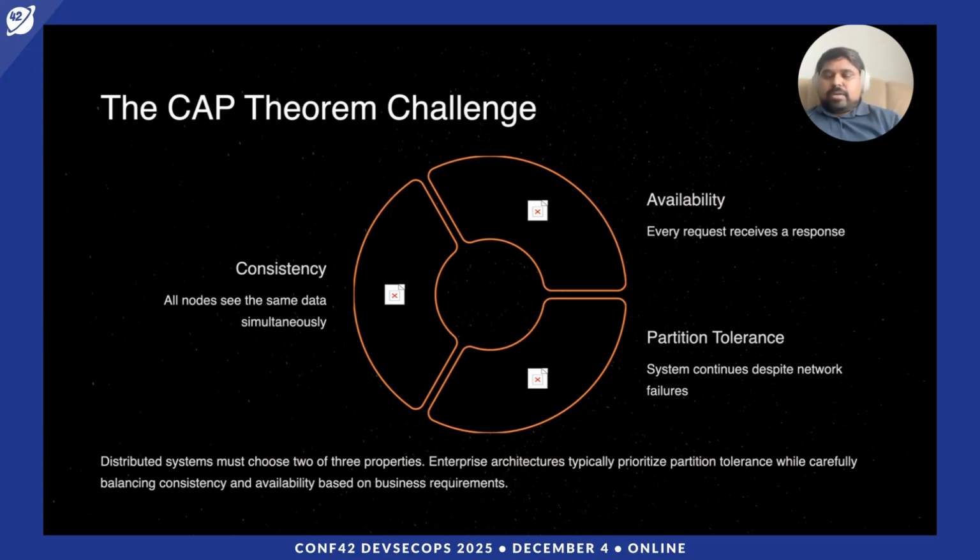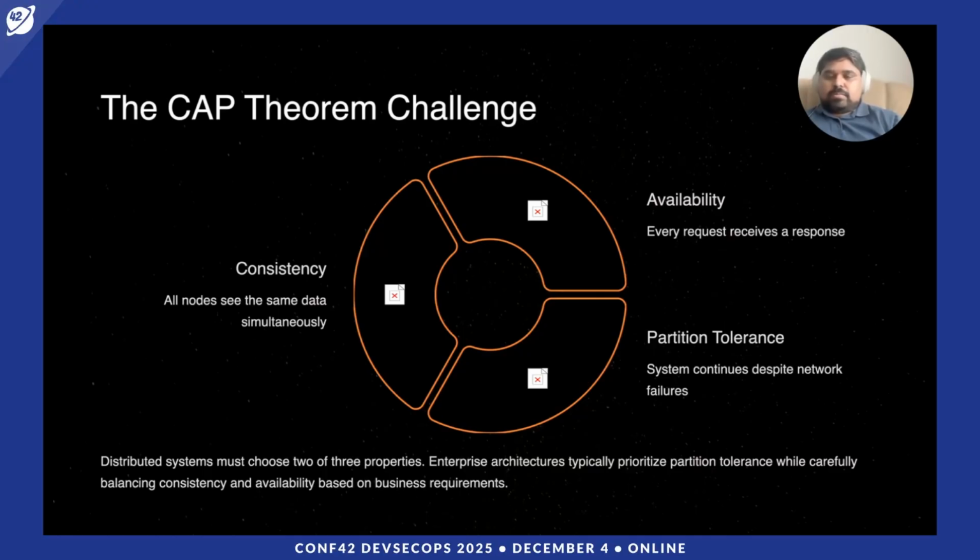Availability: every request receives a response. Your system always responds, never returns I don't know. Availability is measured, for example 99.99% availability means a maximum of 52 minutes down per year.